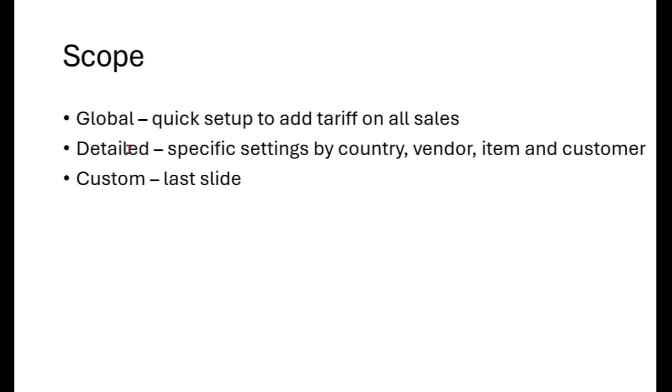If you change the scope to detailed, that opens up more of the functionality of the module, where you can set up tariffs by country, set up item country code assignment or country of origin, item tariffs, vendor tariff, and customer tariff settings. We'll go through the interaction of all of those in a little bit.